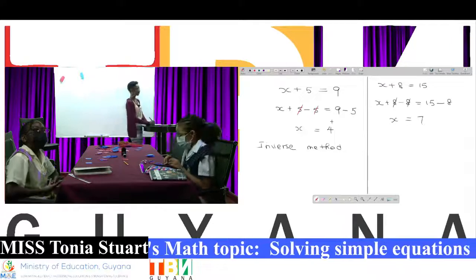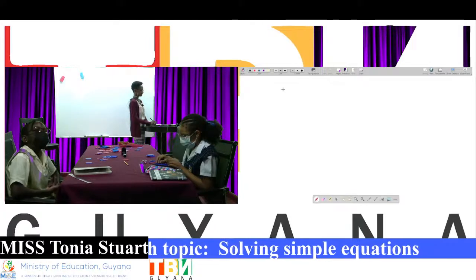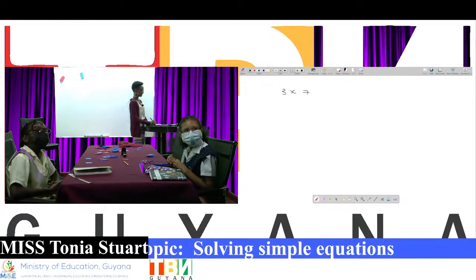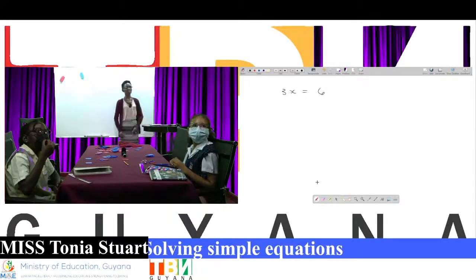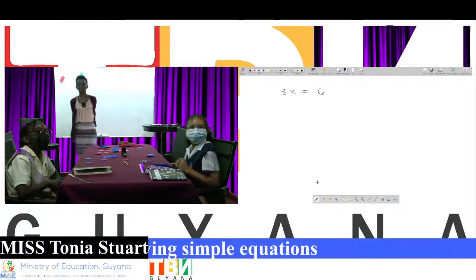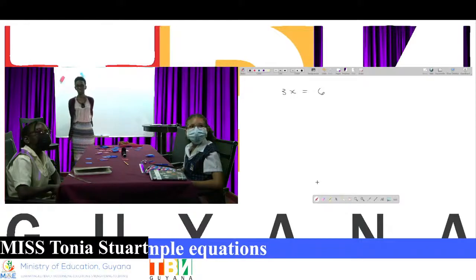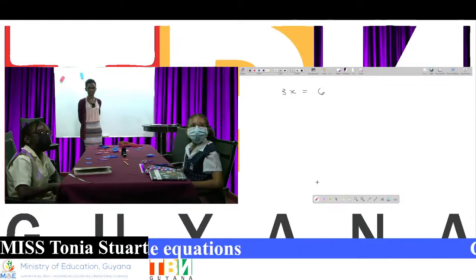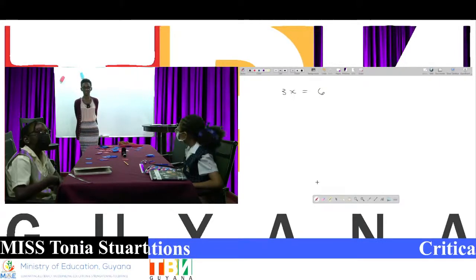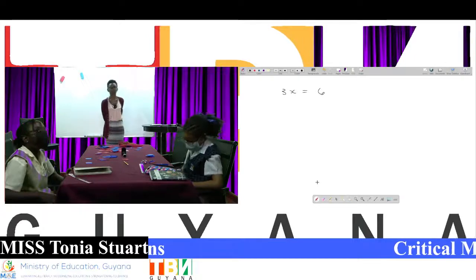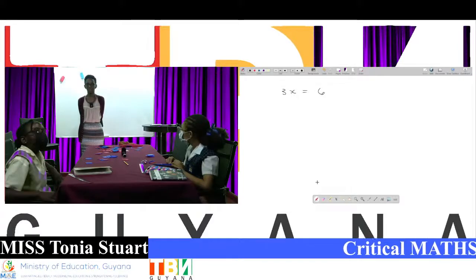Great. So if I throw one of these in now, 3x is equal to 6. So we need to know what operation we have and then do the inverse. So what is the operation between the 3 and the x? Multiplication. And what is the opposite of multiplying? Divide. So to remove that 3 there, what do I have to do on both sides? Divide by.